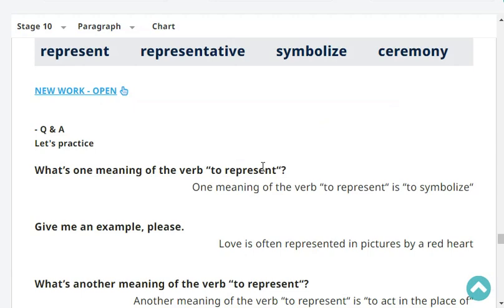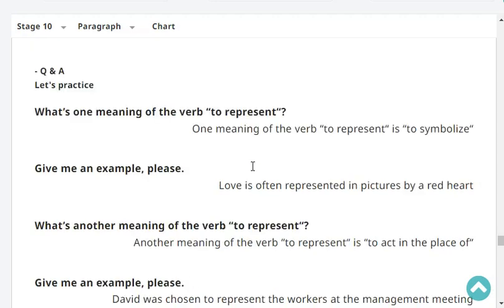What's one meaning of the verb to represent? One meaning of the verb to represent is to symbolize. Give me an example, please.